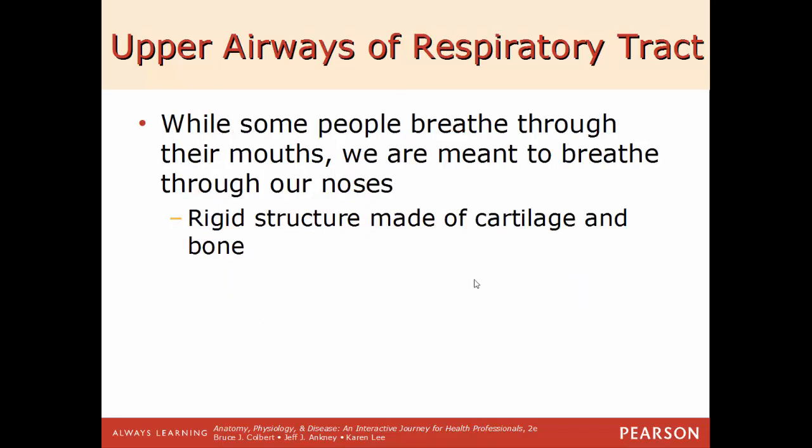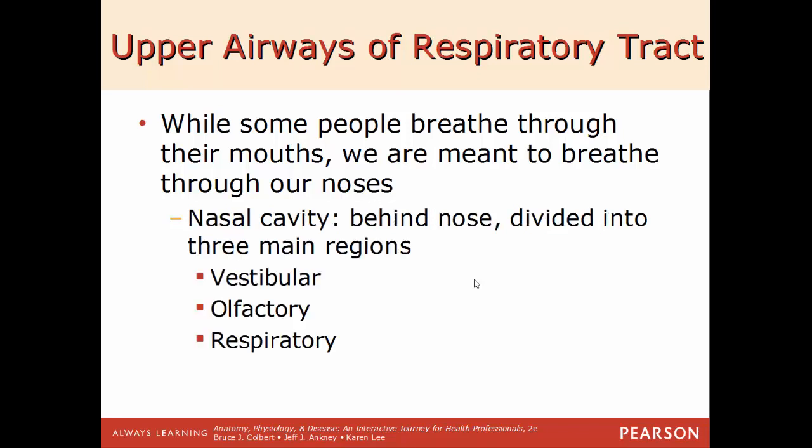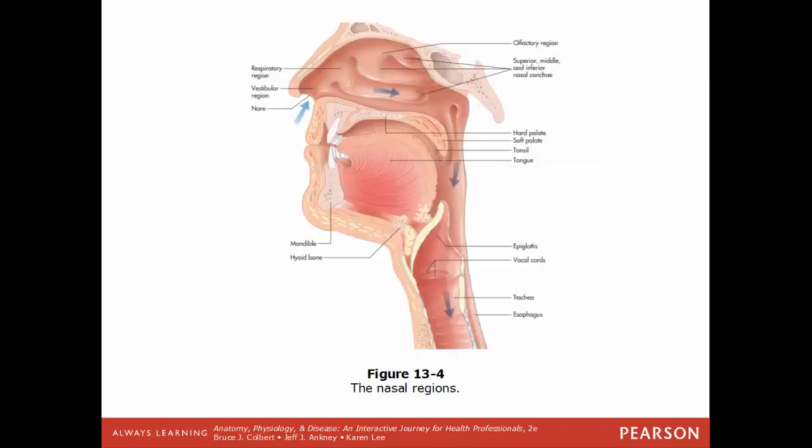Now, some people breathe through their mouth. We are meant to breathe through our noses. That's because the air becomes humidified faster and filtered faster when you breathe through your nose. Just behind the nose is the nasal cavity, which is divided into three main regions. You have the vestibular, the olfactory, and the respiratory regions. So you have the opening to the nose here, the nare. You have the vestibular region here, respiratory region here, and olfactory region up here. So all of that is the nasal cavity.